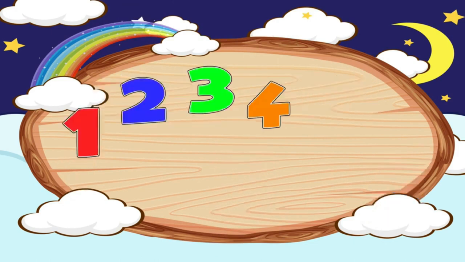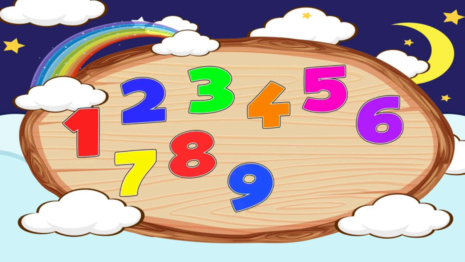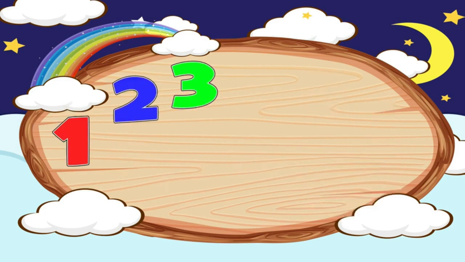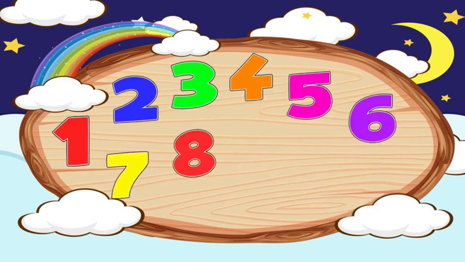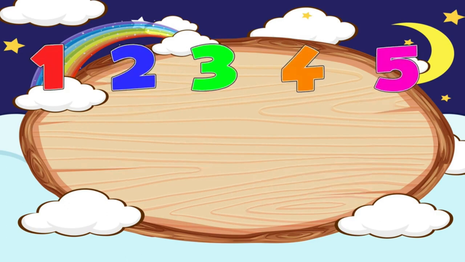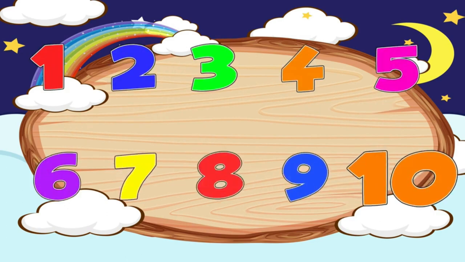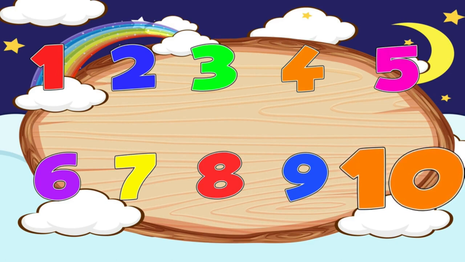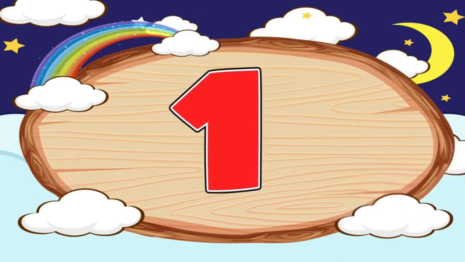One, two, three, four, five, six, seven, eight, nine, ten. You and I, my friend, we can count to ten. One, two, three, four, five, six, seven, eight, nine, and ten.